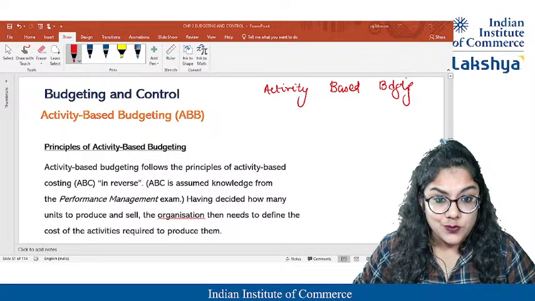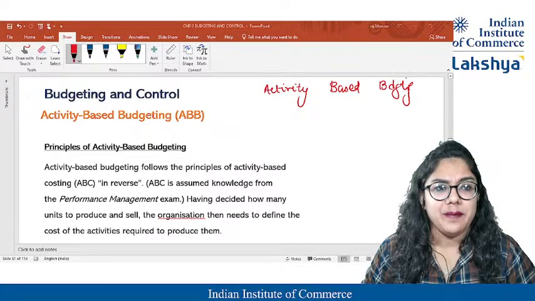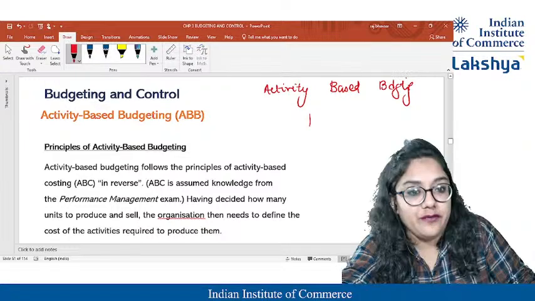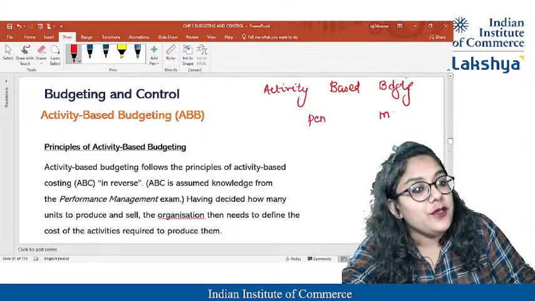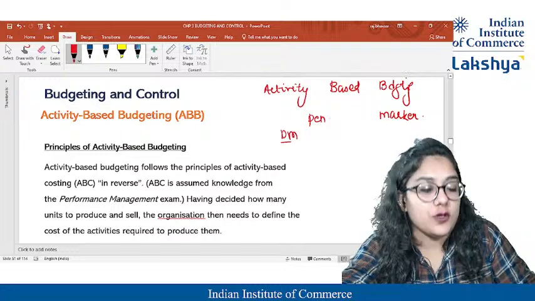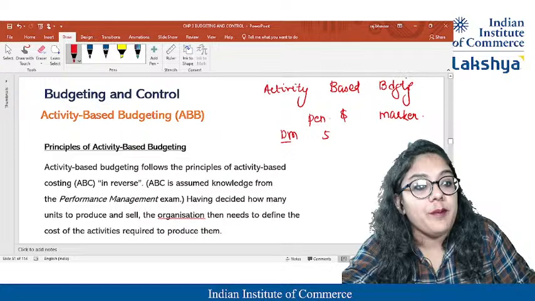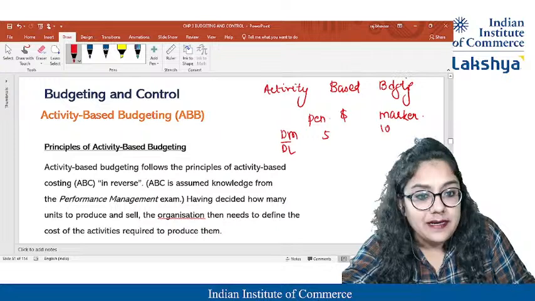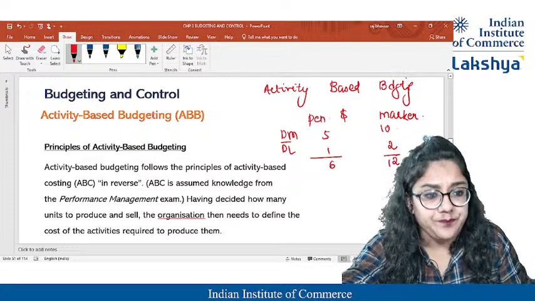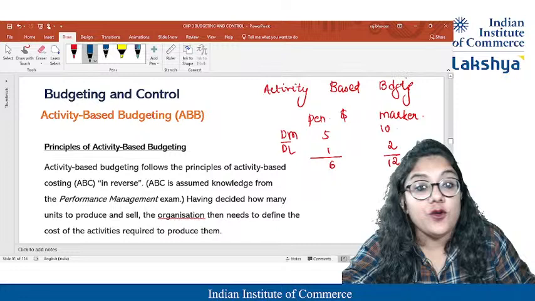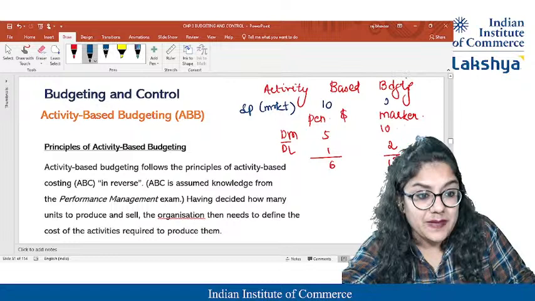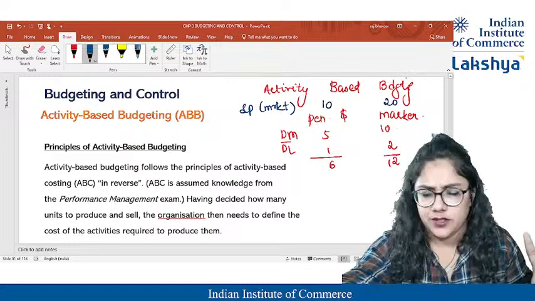But today it is not that way, ma'am. If it is only one product, it's fine. But what if in my company I manufacture pen also, and marker also? Let's say the direct materials cost of pen is $5 and marker's is $10. The direct labor cost is $1 and $2. So my total cost turns out to be 6 and 12. Normally the selling price in the market of pen is let's say 10 and the marker is let's say 20. This is the normal selling price.